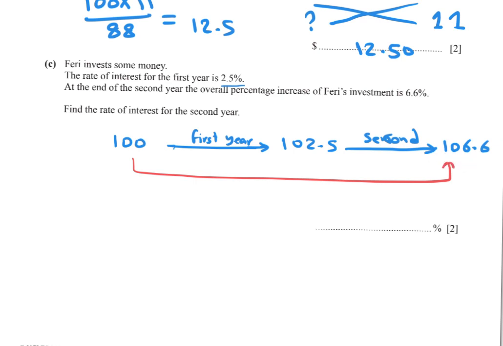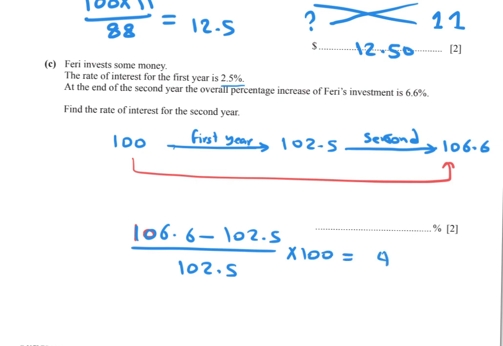To find the rate of increase from the end of the first year till the end of the second year, we need to find the percentage increase from 102.5 to 106.6. So we can subtract 106.6 minus 102.5 over the original 102.5, because for percentage increase, the increase divides the original, this is the original for us now, times 100. 4%. So 4%.